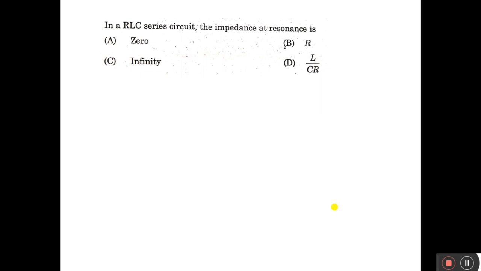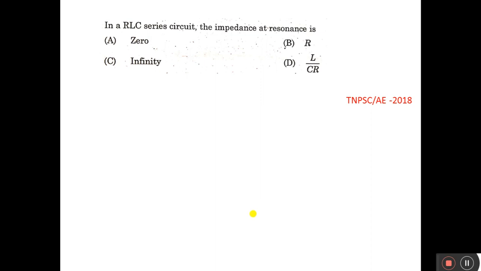Question number 2. In a RLC series circuit, the impedance at resonance is: option A 0, option B R, option C infinity, option D L by CR. This question was asked in the TNPSC Assistant Engineer 2018 Electrical Department exam.